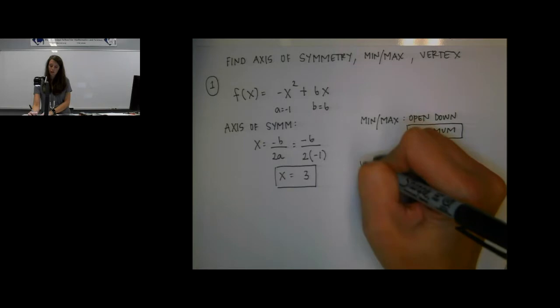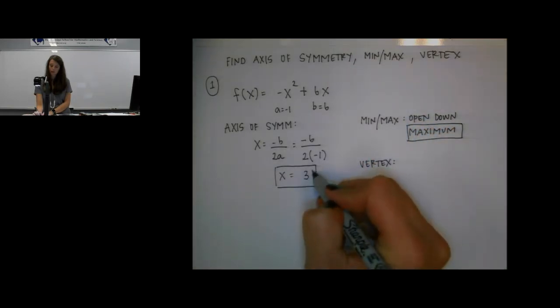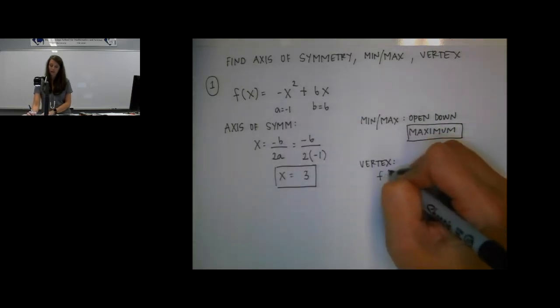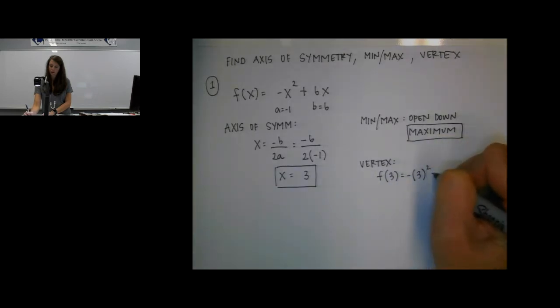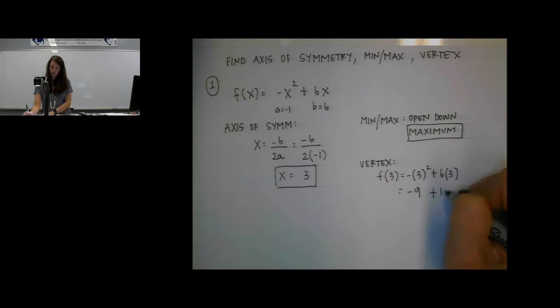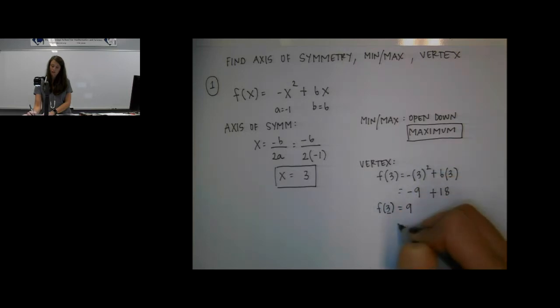Okay, and now the vertex here, I'm going to plug the axis of symmetry into my function. So I'm going to say f of 3. So I'm going to have negative 3 squared plus 6 times 3. So this is going to be negative 9 plus 18, which is going to give me a positive 9. So the x value of my vertex is 3. The y value of my vertex is 9.